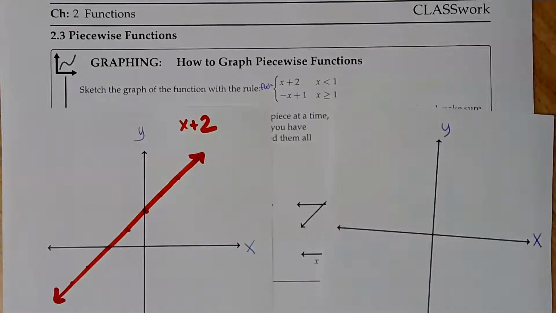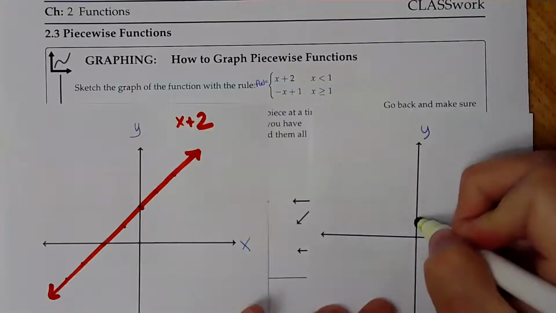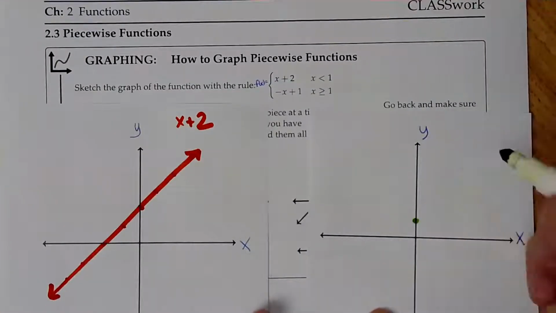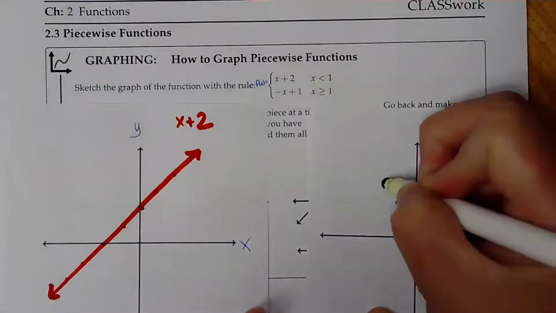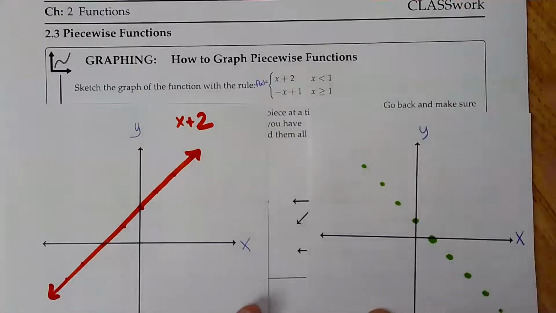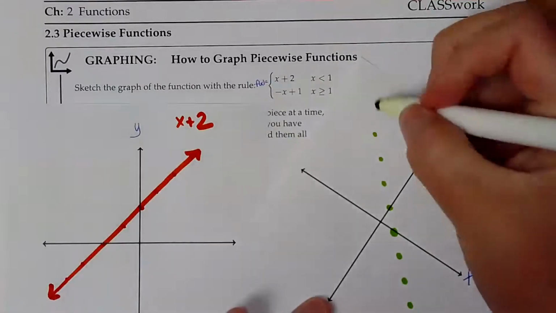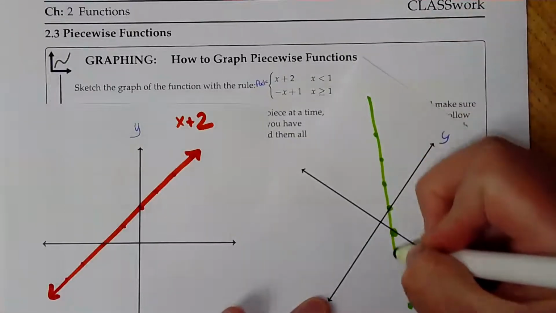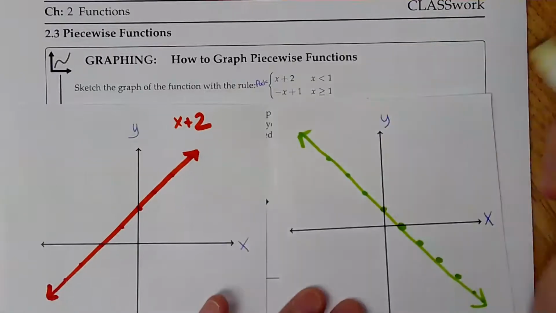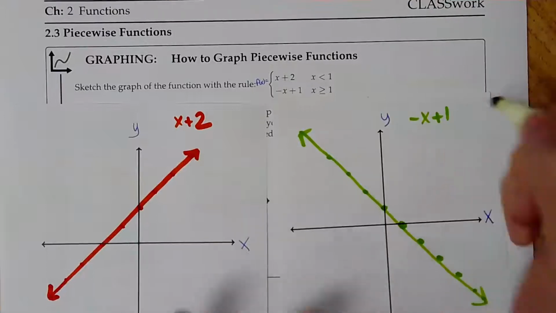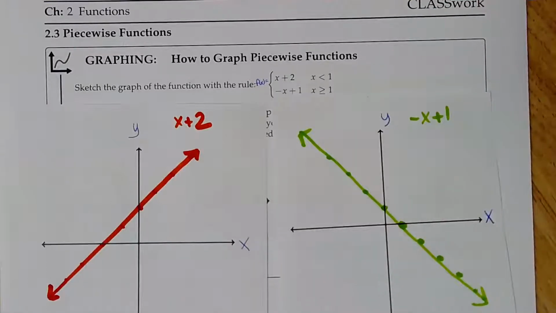And then I have the negative x plus 1. So my y-intercept there is 1, and my slope is negative 1. Okay, so put some dots on there. We'll make that. So there's my negative x plus 1. Right, so I've graphed both of those functions.